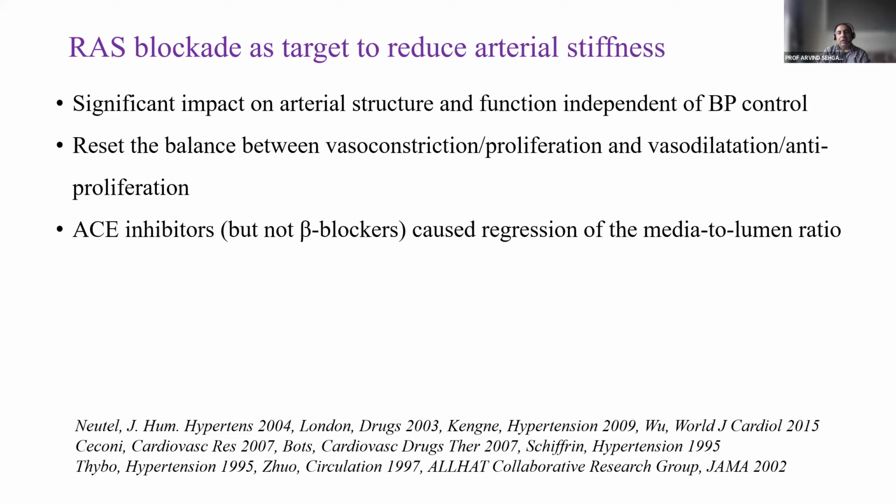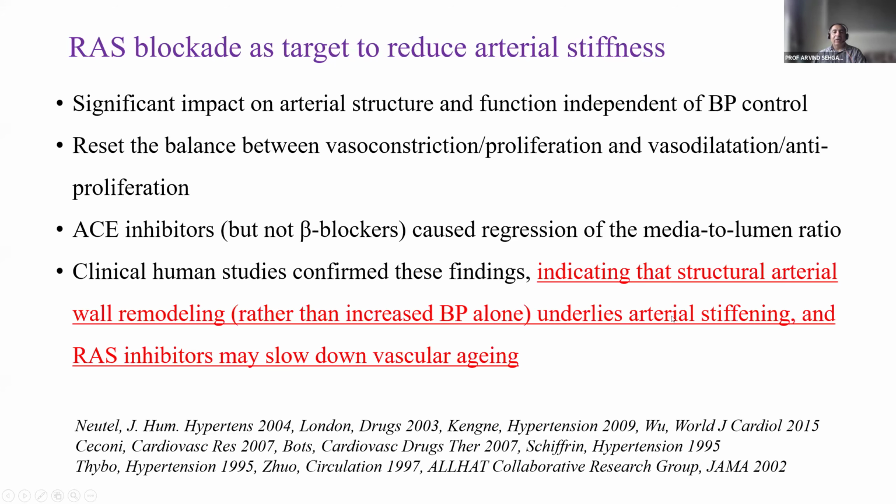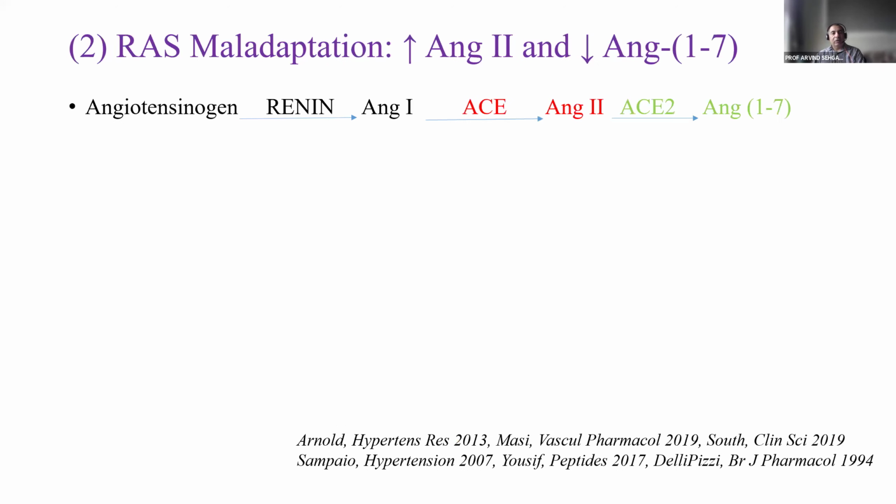So it has been seen in different studies that ACE inhibitors, but not beta blockers, can cause regression of the media to lumen ratio. So essentially, it is remodeling the arterial wall, and this experimental research has been confirmed in clinical human studies where, rather than BP alone, it's the change in the wall remodeling that is relevant in terms of the outcomes we want to achieve. So ACE inhibitors, including A2 blockers, may slow down the vascular aging in these cohorts.